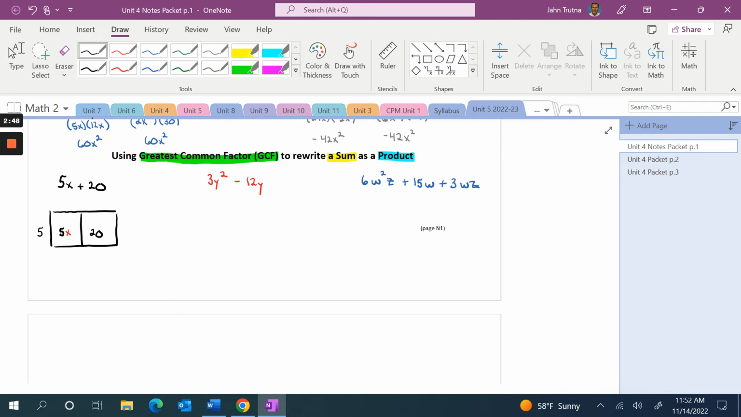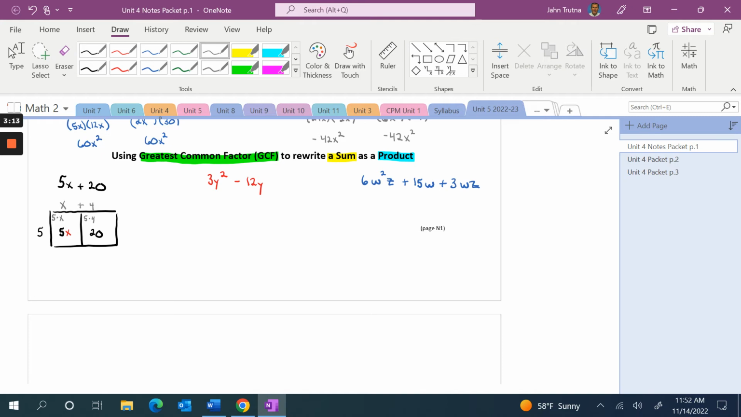Then we are going to fill out the top portion of our area model. So we're going to start with this 5, and we're going to say 5 times what gives me 5x, that is x, so I put an x up here at the top. Follow the 5 over to 20, and you answer the question, 5 times what is 20, that is positive 4, so we put a positive 4 up here.